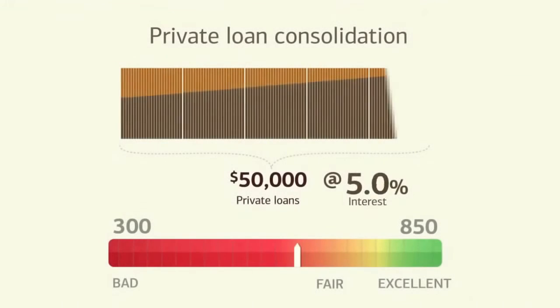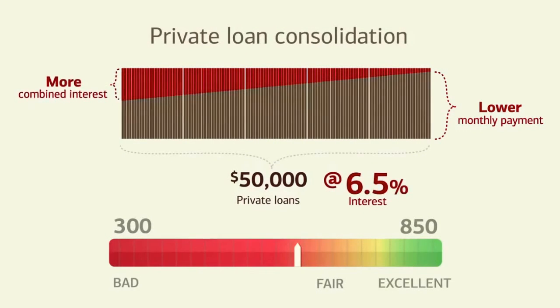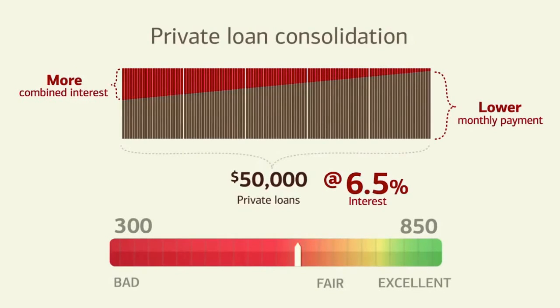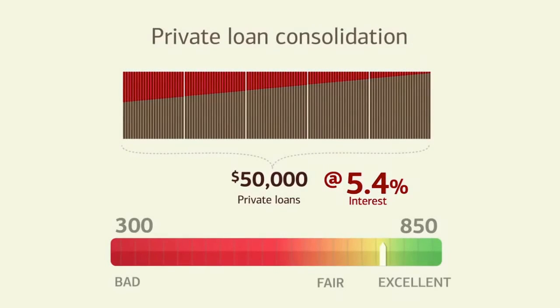So with private consolidation, you might get a simpler, lower monthly payment, but you could end up paying more in combined interest. But if you happen to have a steady job and have built up a good credit score, you might be able to get a lower interest rate from another lender than your current private loans. So it might be worth looking into.